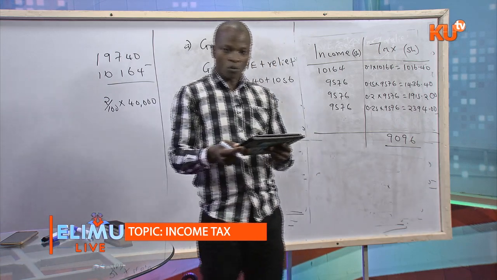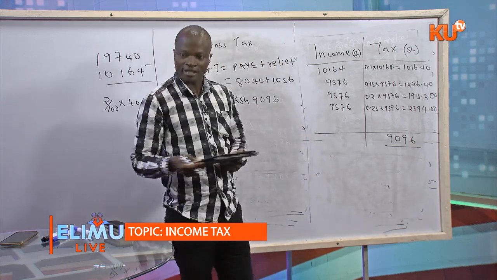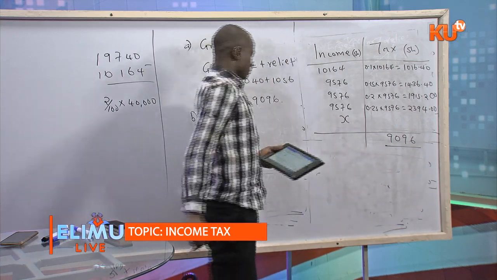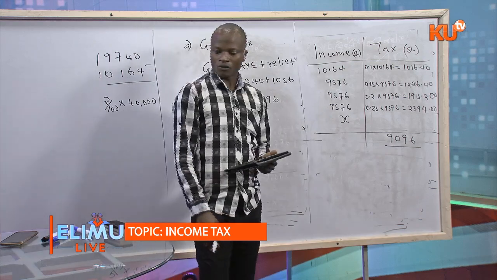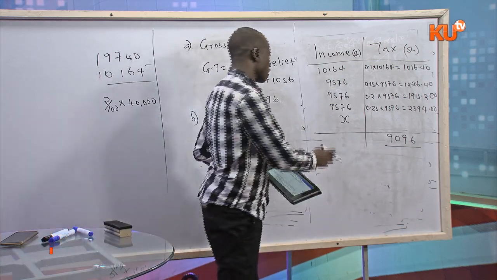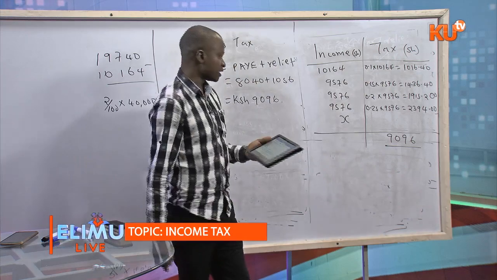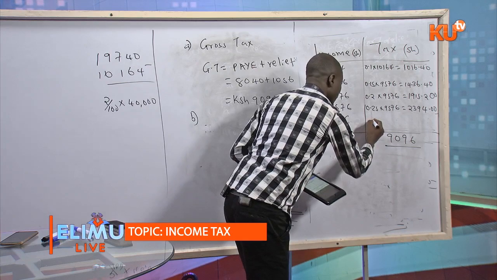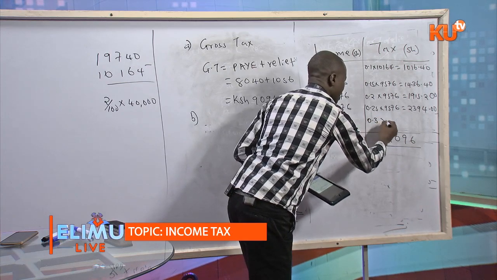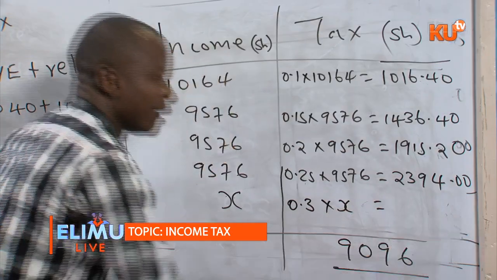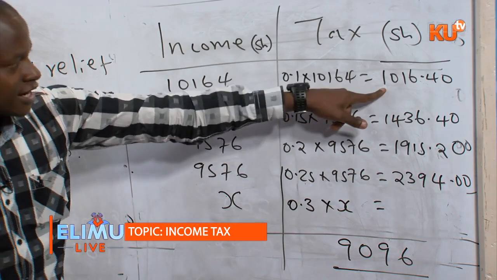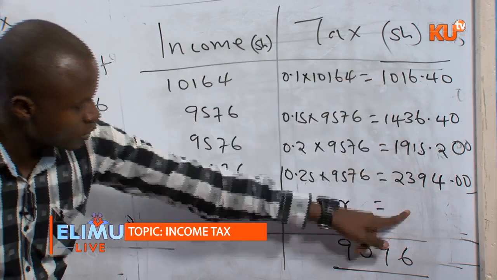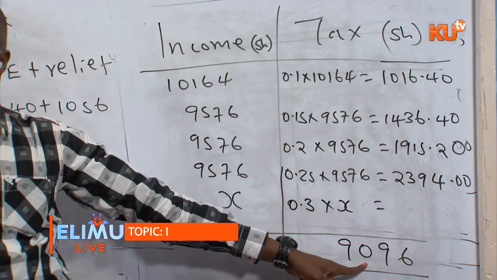So that means we need to tax something at 30%. So whatever we are taxing, we don't know. And whatever we don't know, we put a letter of our choice. We can use X or you can use N, whatever letter you want. What percent of X do we want to take? 30%. So that will be 0.3 times X. Now what do we write here? We need to know if I add this 1016 plus 1436.4 plus this plus whatever is here, the answer is supposed to be 9096.